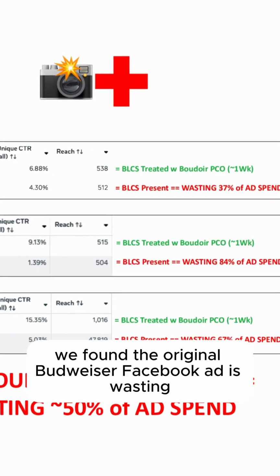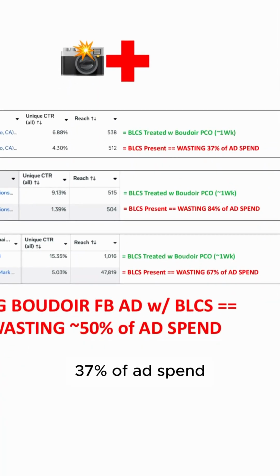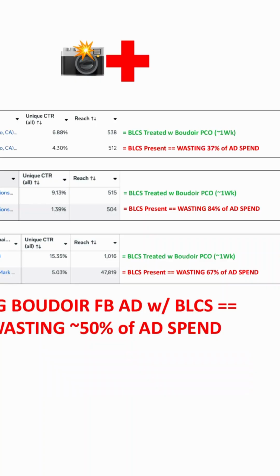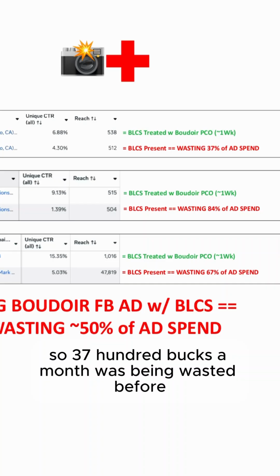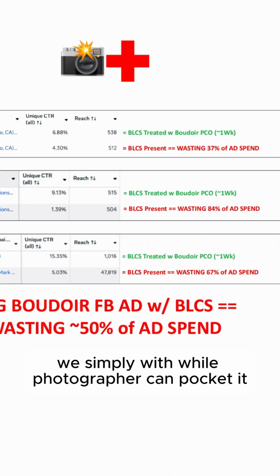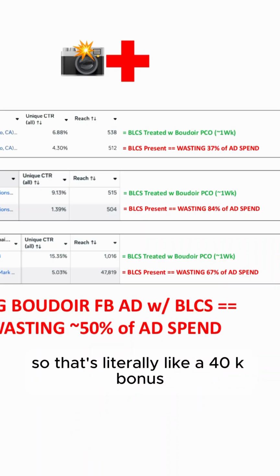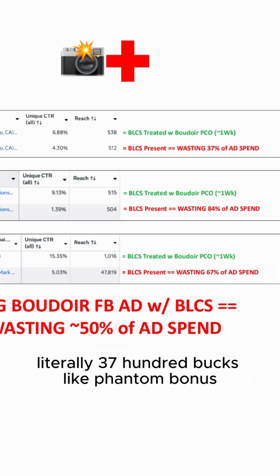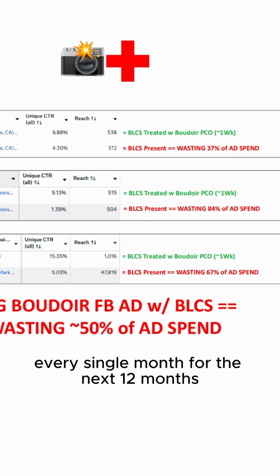So we found the original Boudoir Facebook ad is wasting 37% of ad spend, which means if the original is spending 10 grand a month in Boudoir Facebook ad spend, now the Boudoir photographer only needs to spend $6,300 a month on the Boudoir Pico treated ad, and they will get the same number. They're adding to the same number of women's brains each month. So $3,700 a month was being wasted before. Now we don't even spend it. The Boudoir photographer can pocket it. So that's literally like a 40K bonus over the next 12 months. Literally $3,700 like a phantom bonus every single month for the next 12 months.